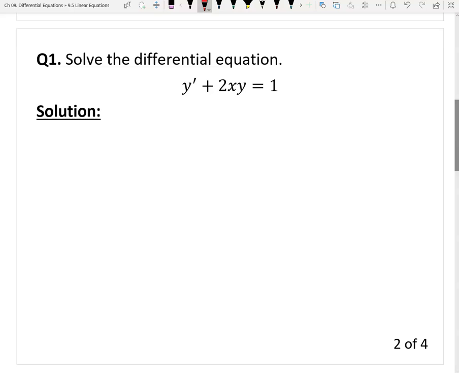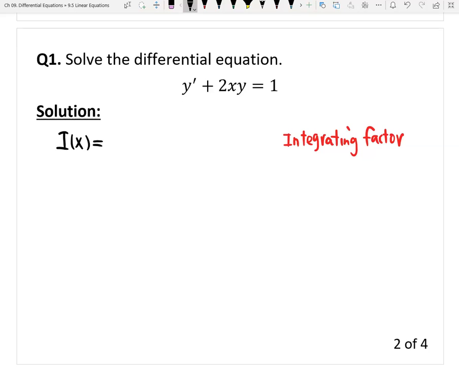What's the first step? Integrate to find the integrating factor. Okay, so I will write it here. We're going to find the integrating factor, which is I(x), right? What is I(x)? I will do the calculation. To remember the definition, I(x) is e raised to the integral of p(x). P is 2x dx, right?